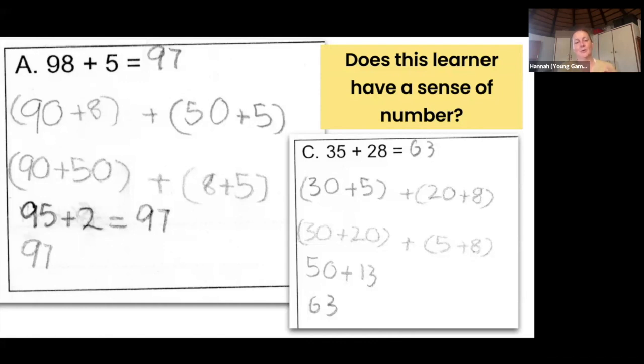And again, it goes back to, are we teaching learners to count? Are we teaching them to follow a method? Or are we teaching them to compute?